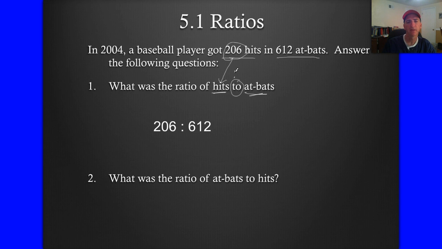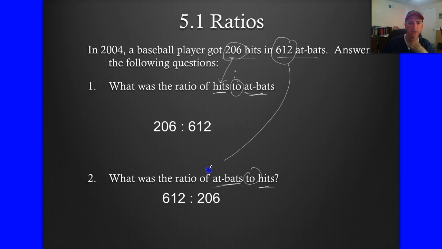You could do it this way, or you could do it with the word "to" if you wanted to, either way. Now, in the second one here, if they asked you for the at-bats to the hits, well, then you would take the at-bats, which was 612. Just make sure you put that first there.